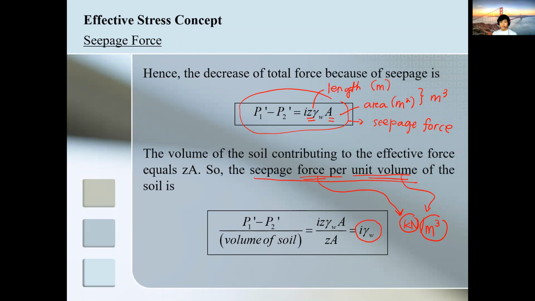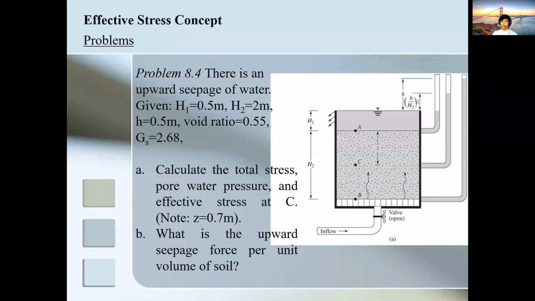Okay so far? Okay, so next, let's try to solve one problem. In the figure, it's clearly seen that we have an upward seepage of water. Given that H1 is 0.5, let's just write this one here, 0.5. And then H2 is 2 meters.